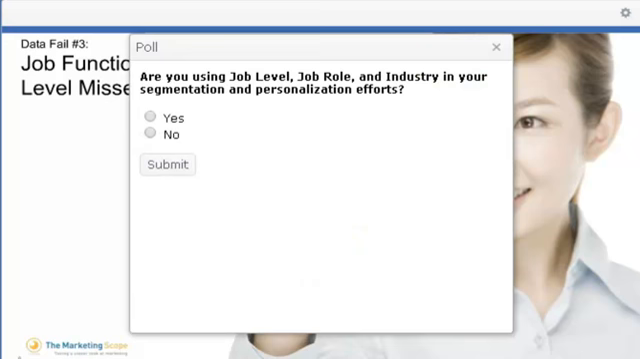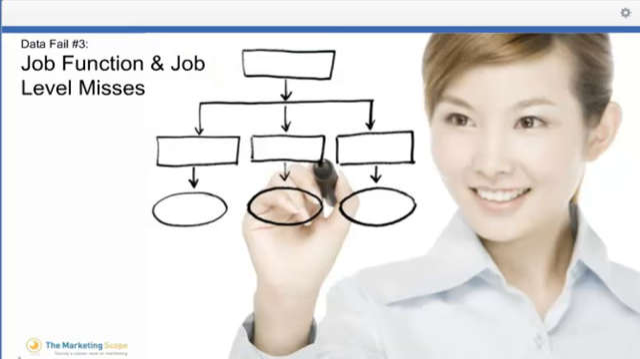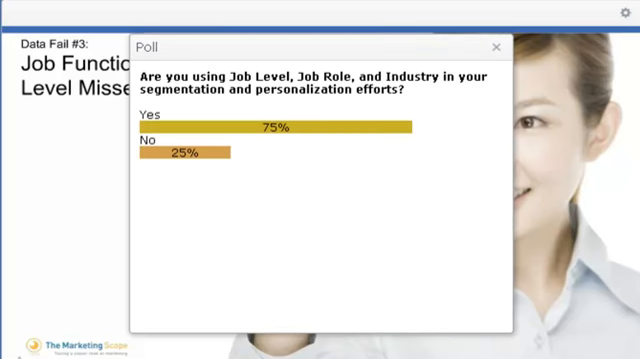So the question I just launched: are you using job level, job role, and industry in your segmentation and personalization efforts? I'll wait just a few more seconds before I stop this. Okay. Sorry, I'm going to show the results. Are you able to see it too, Alan?